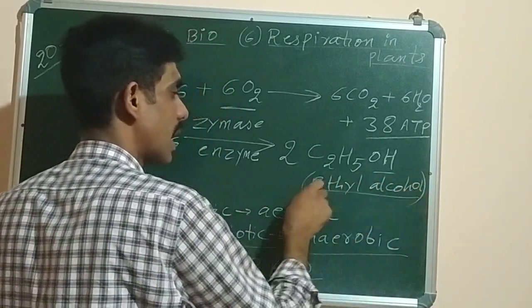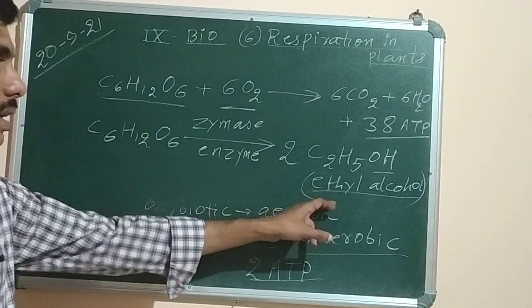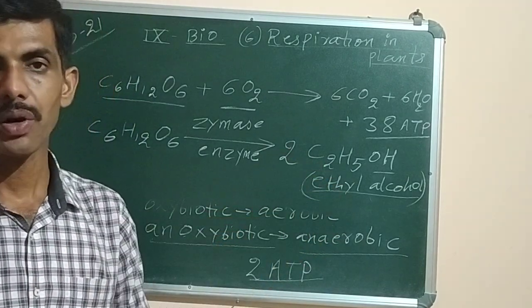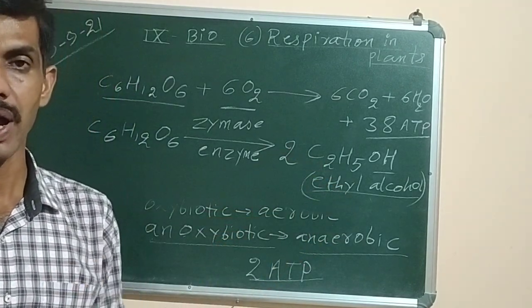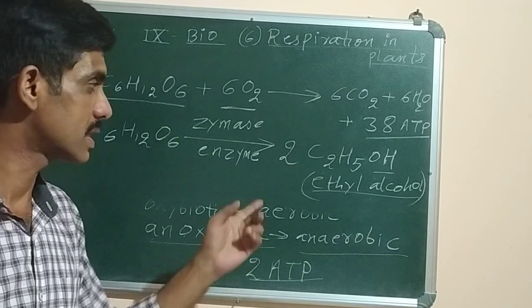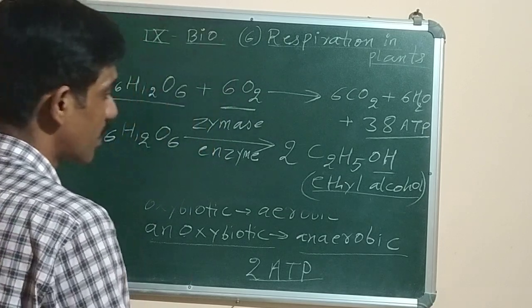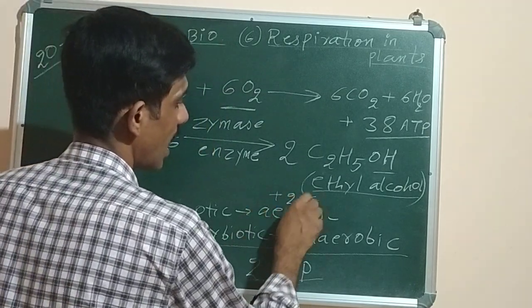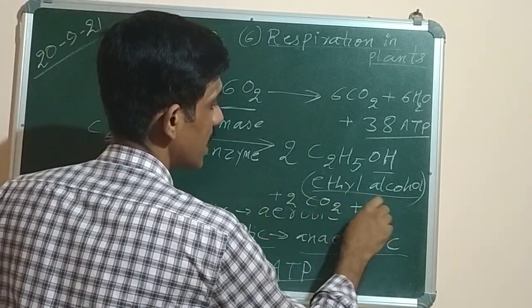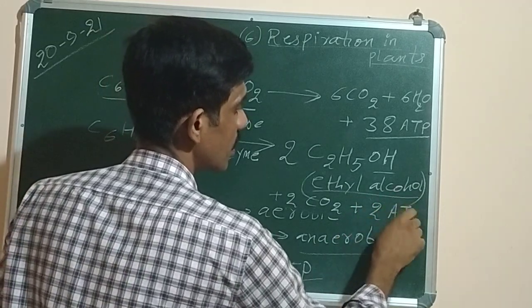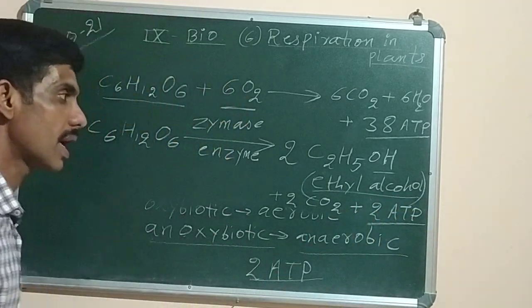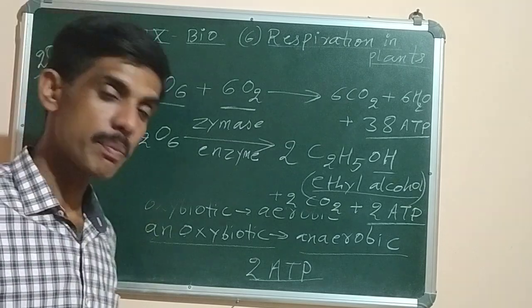This ethyl alcohol is the product of anaerobic respiration in plants only. In case of animals it is different, it is called lactic acid. Apart from that, 2 molecules of carbon dioxide are also produced, and how many molecules of ATP are formed? Only 2 molecules of ATP are produced during anaerobic respiration in plants.